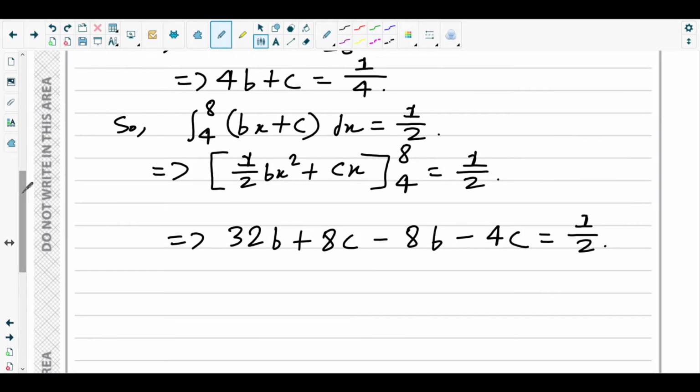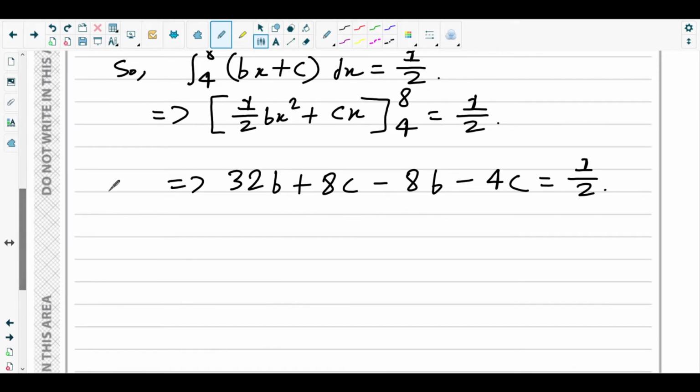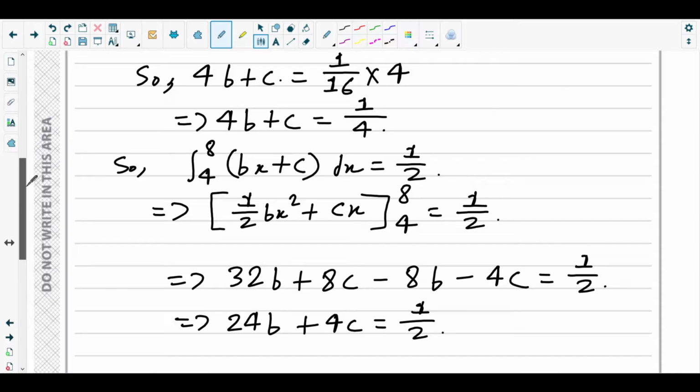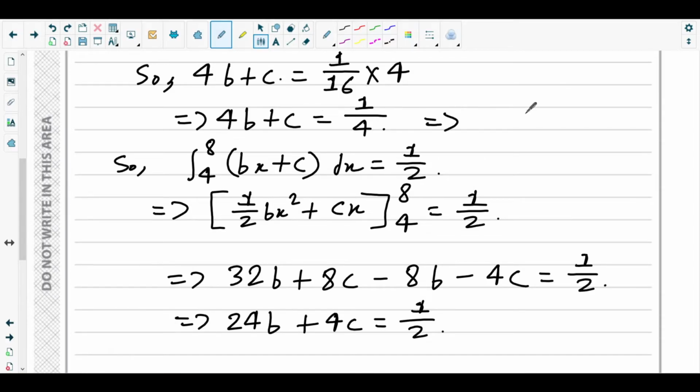Is it fine? Let's double check. 8 squared is 64 over 2, this is 32b plus 8c, minus 16 over 2, this is 8b minus 4c. Okay, that's fine. So 32b minus 8b gives you 24b, and 8c minus 4c is plus 4c, which equals half, right? So we got two simultaneous equations, isn't it? Now we will just solve them out. Let's multiply the first equation by 4, so you will get 16b plus 4c equals 1.